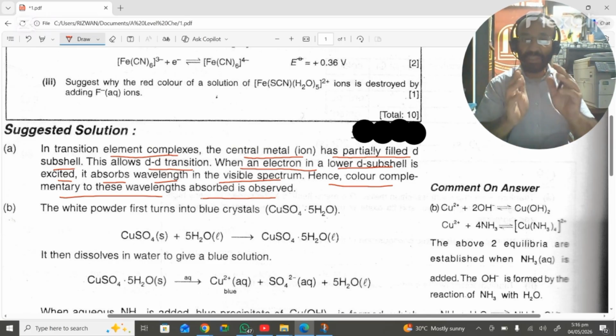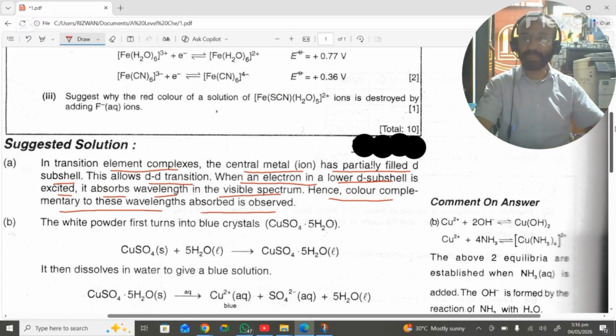So this is due to the partially filled d subshell, and whenever the electron in the lower d subshell is excited, it absorbs the wavelength in the visible spectrum, due to which it seems to be colored.